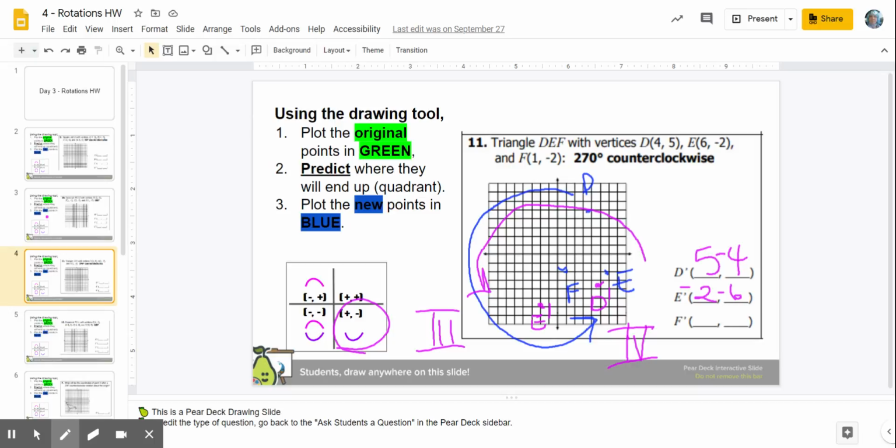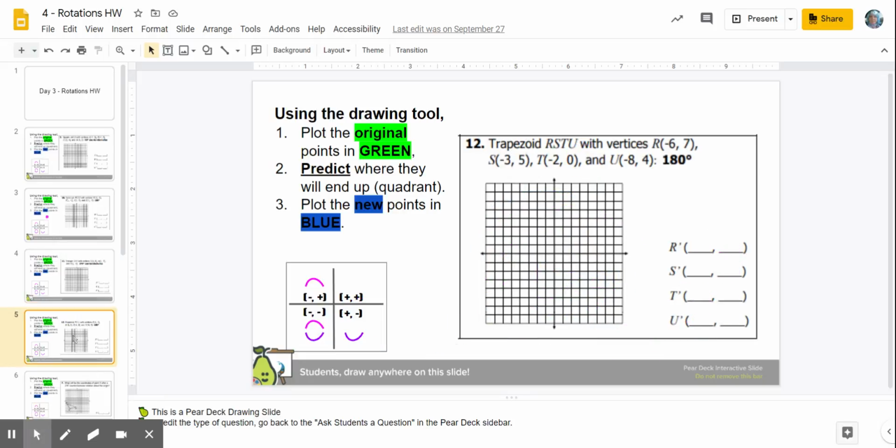And then we've got 1, -2. That's F. It's going to go 1, 2, 3 quadrants. So 270 is 3/4 of the way around. And so that is going to be 2, 1, and negative. 1, 2, 1. So my pink triangle should be congruent to my blue triangle. They've just rotated 3/4 of the way around the page. Okay.